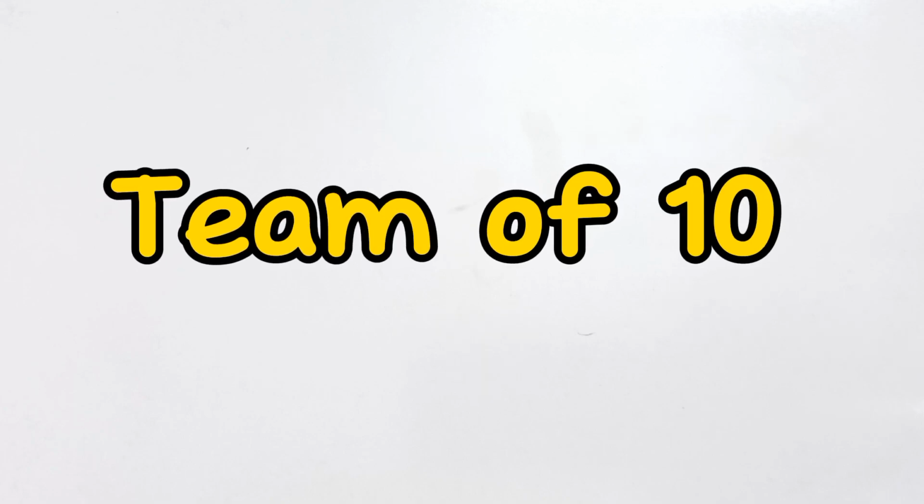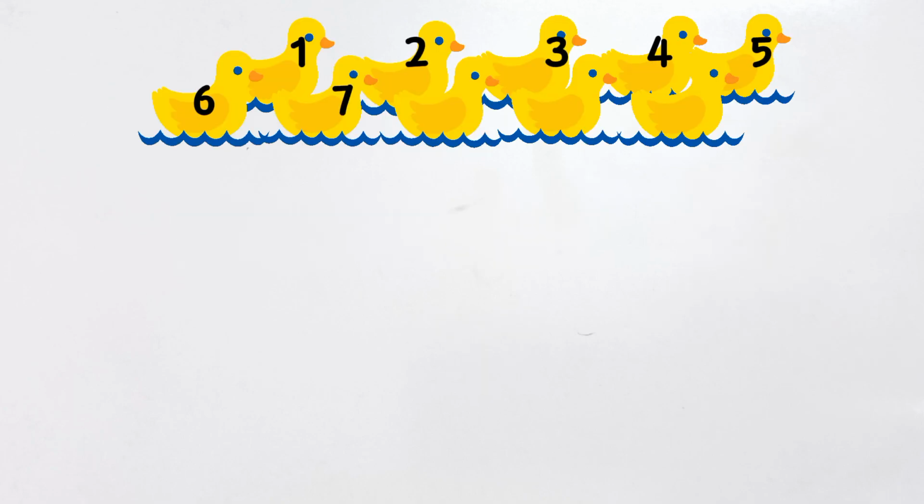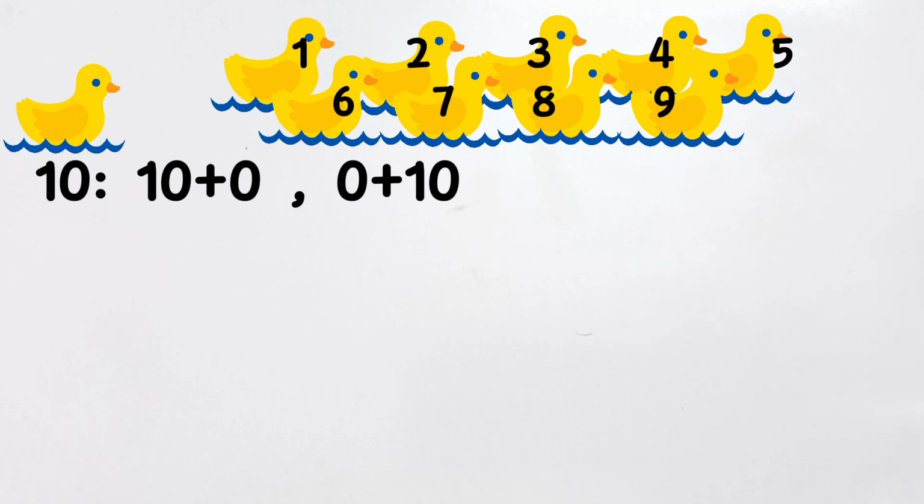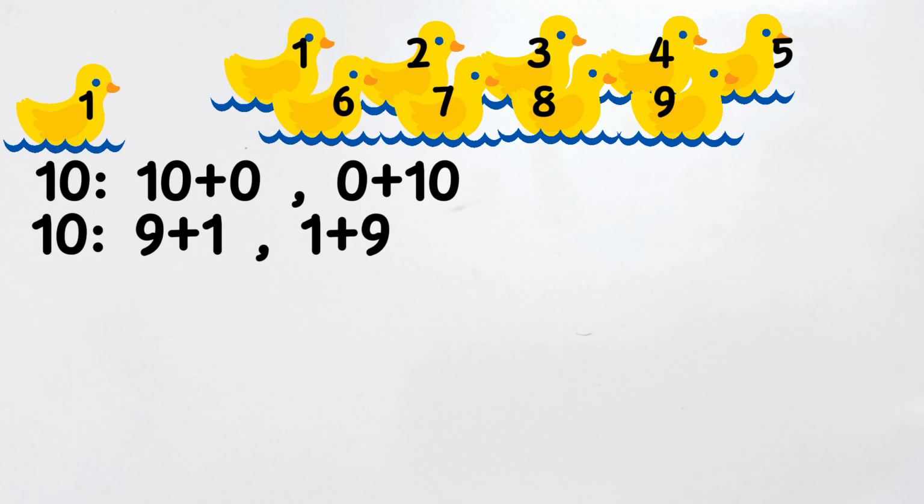Team of 10. The 10 ducklings float together in one group. 10 plus 0 is a number bond or addition pair of 10, and so is 0 plus 10. Now, one duckling drifts off. There are 9 ducklings left behind when one duckling floats away. This gives us two number bonds or addition pairs of 10, 9 plus 1 and 1 plus 9.